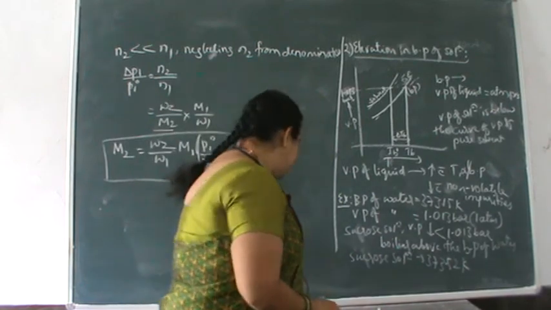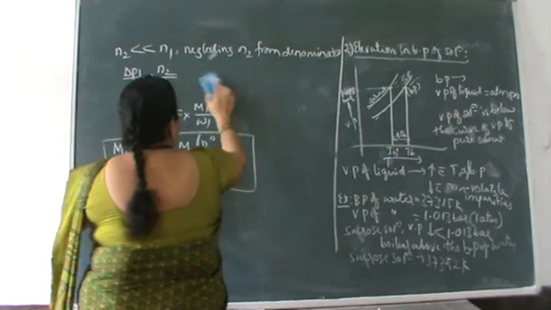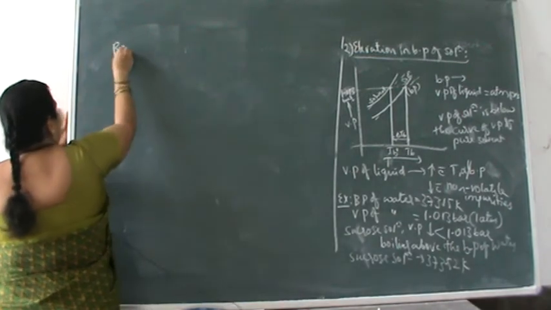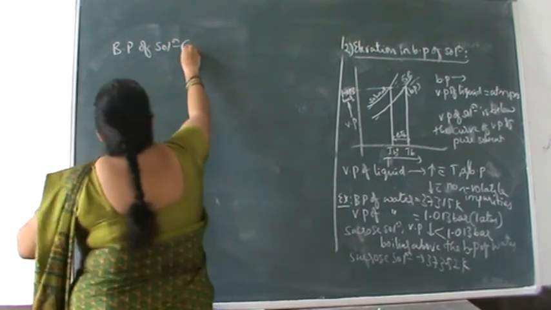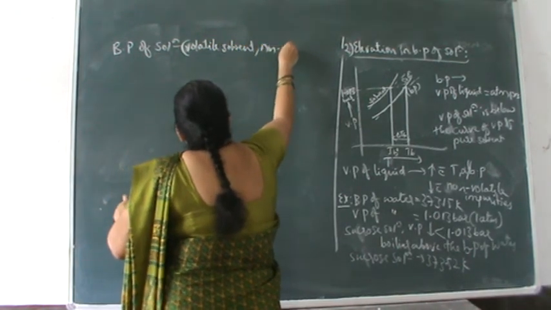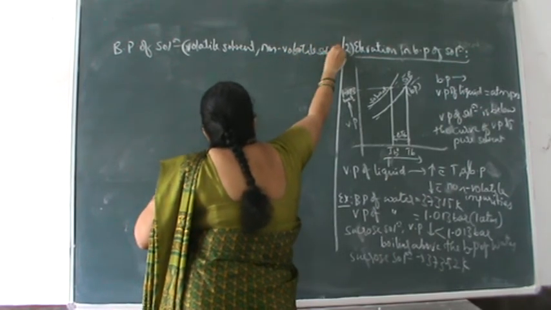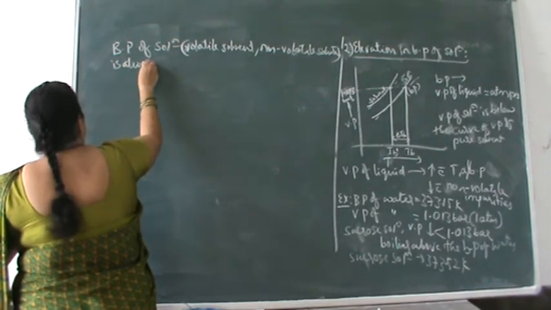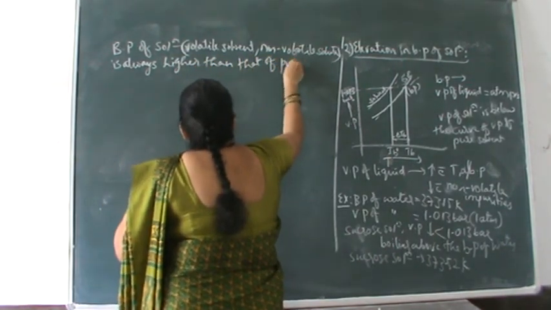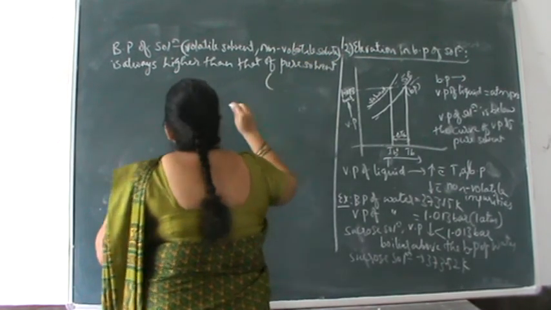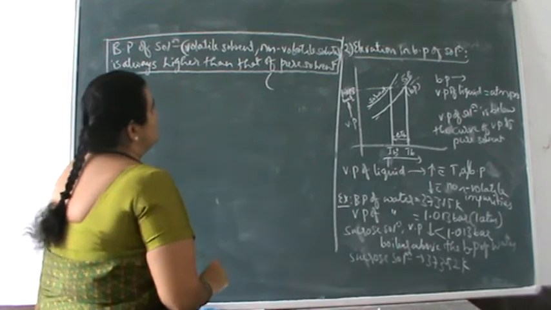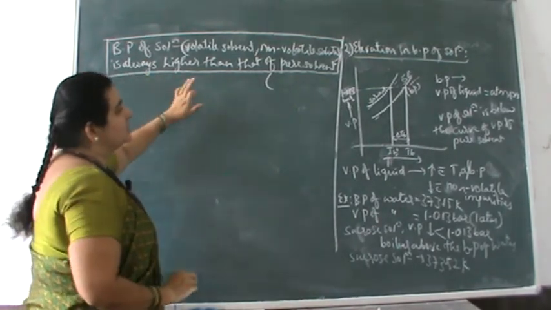Here always remember one point, again with conditions applying: the boiling point of a solution prepared with a volatile solvent and a non-volatile solute is always higher than that of the pure solvent. The same is indicated in the graph. This point is also to be remembered.